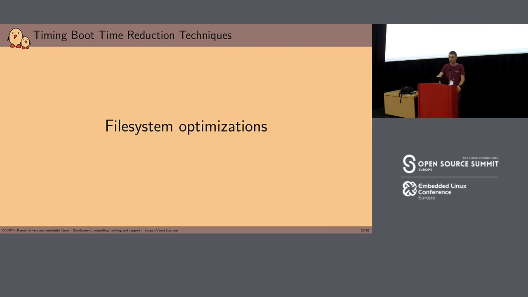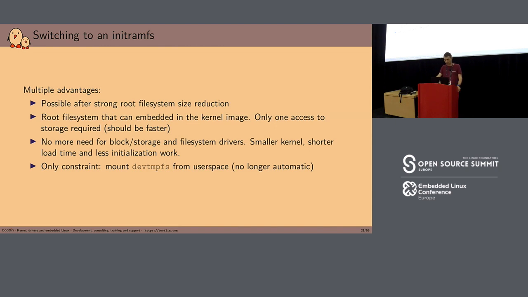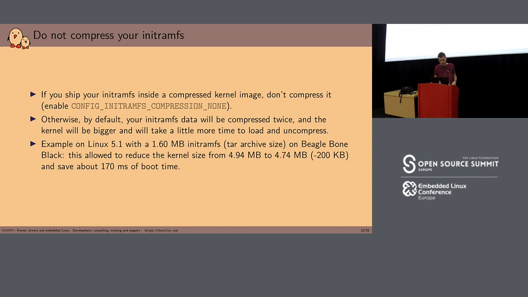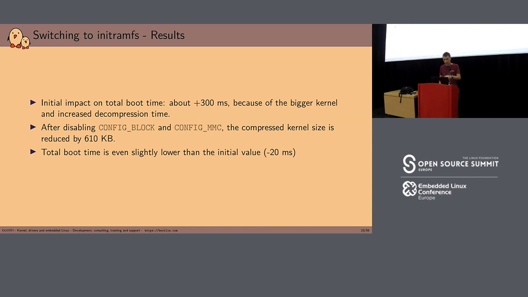Some file system optimizations. Well, we could test various file systems. Here, the goal is simple. We're just switching to an initramfs. We did compare with other file systems, but it really made sense to switch to an initramfs in that case. So the root file system is embedded in the kernel image. There's just one access to storage, as I told you. You don't need block storage and file system drivers. So the kernel is going to be bigger because you include the file system inside. But once you remove the block support and MMC support in the kernel, you actually get back the overhead. Not exactly, but the boot time that you lost because the kernel was bigger. The kernel is still bigger with initramfs than it was before, but you recover the extra time decompressing the kernel and copying it.